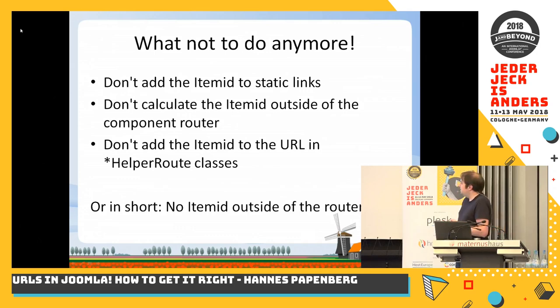The item ID is something that should be discovered on the fly in the component router, which you can easily look up there, and it allows you also to change this item ID with your own code. If you have this in a content helper route class, or whatever helper route class, you can't really get to that part anymore.